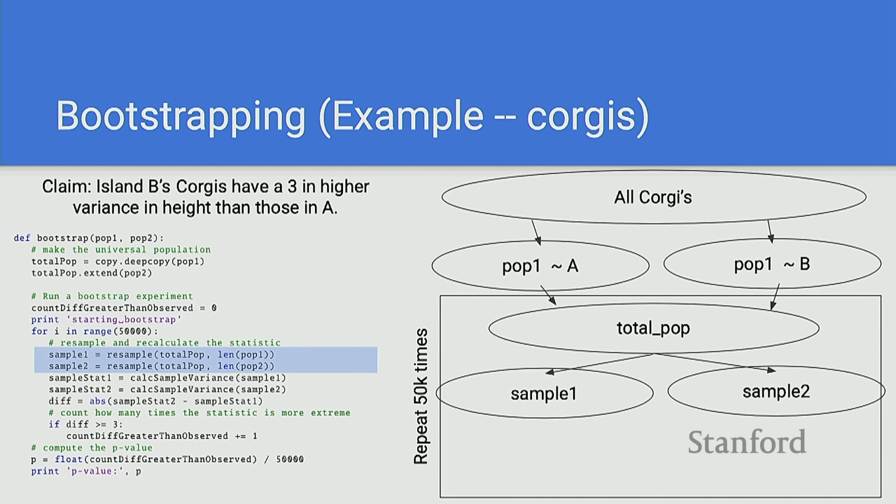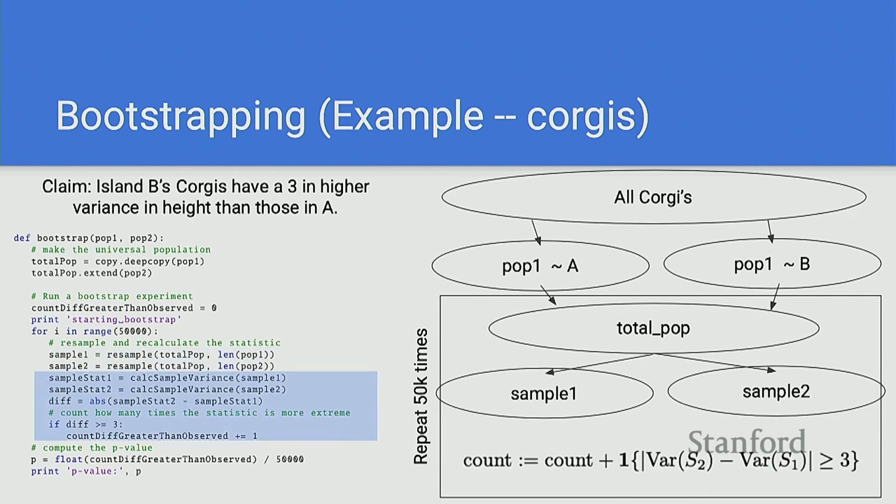The first thing we do is we resample 2 samples from the total population. Once we resample the 2 samples from the total population, this part's going to be fast. We're going to do 5 lines of code in one. We take the count. We look at the difference between the sample variance of island 2 minus island 1, and if this difference is greater than 3, we just increment by 1. That's exactly what the sign is saying. And 1 here is the indicator random variable that says, if this random event happens to be true, we'll increment 1 into the count.